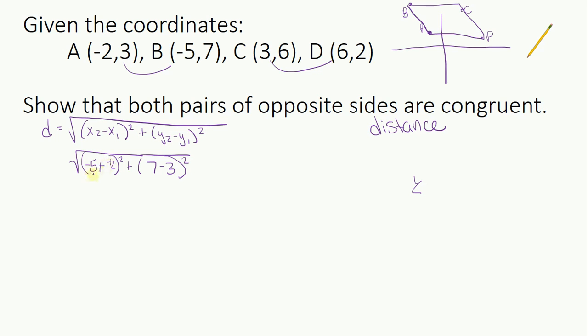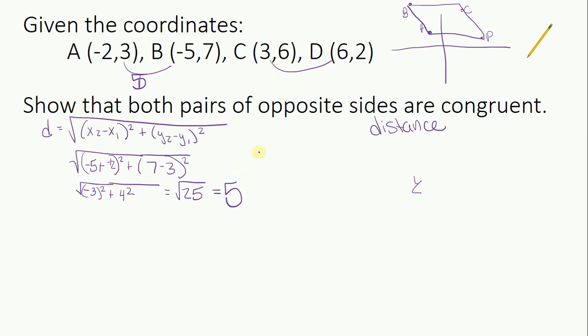Well, that's technically a positive, right? So then this is technically negative 3 squared plus 4 squared, which would be 9 plus 16, which is 25. So square root of 25. So this side has a length of 5. Let's try from C to D. So A to B, that's 5. I'm going to put a little note there.